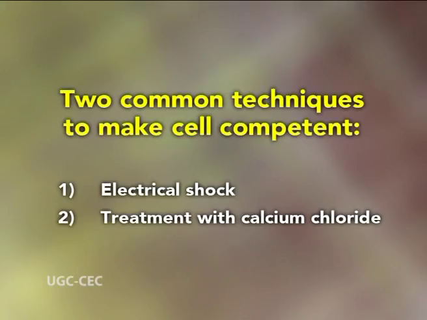Many species like E. coli are not naturally competent for transformation. Fortunately, it can be made competent by certain chemical treatment. Two common techniques include electrical or heat shock and treatment with calcium chloride. Both approaches render the cell membrane more permeable to DNA.